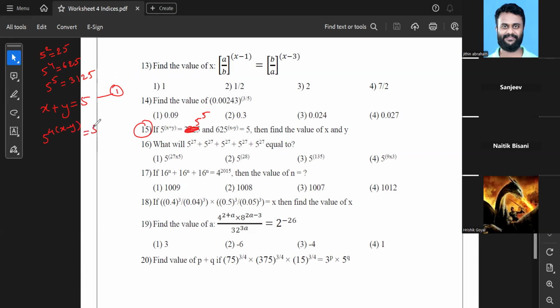x minus y is equal to 5. 5 means 5 raised to 1. So that gives me in my next expression 4x minus 4y is equal to 1. That is my equation number 2. I hope this is clear.